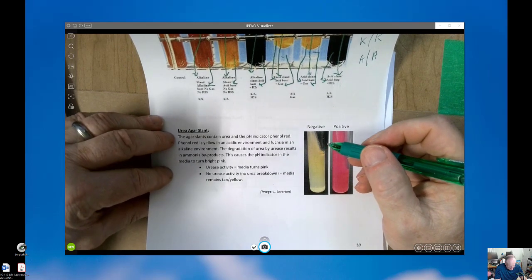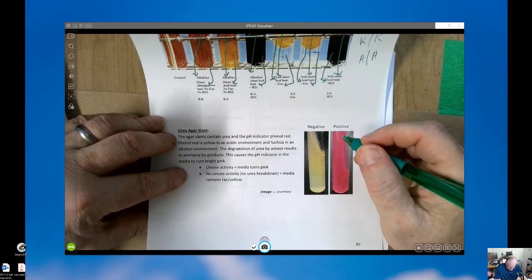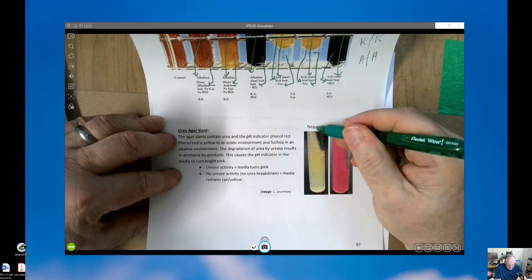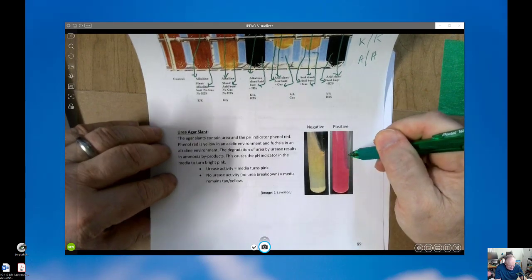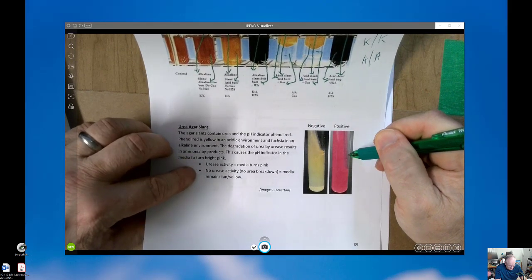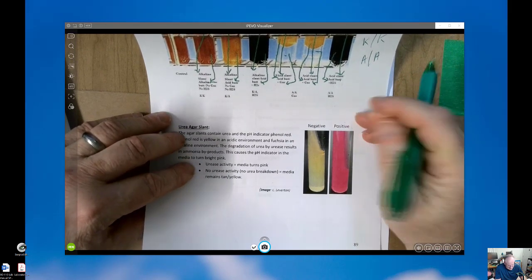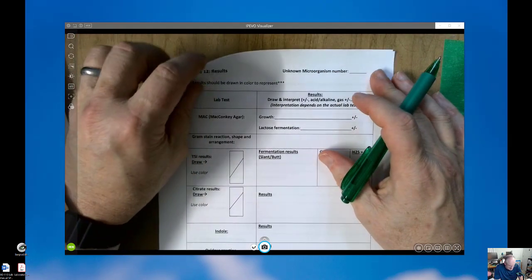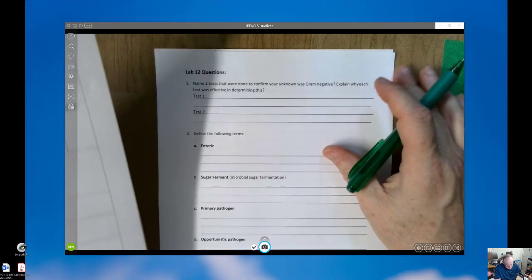Urea agar, remember that's the urease activity. Negative is the boring media color, and there is the Hello Kitty color. And so that turns bright pink if it's positive, so that's a positive test. So now we have some good means to identify certain microorganisms.